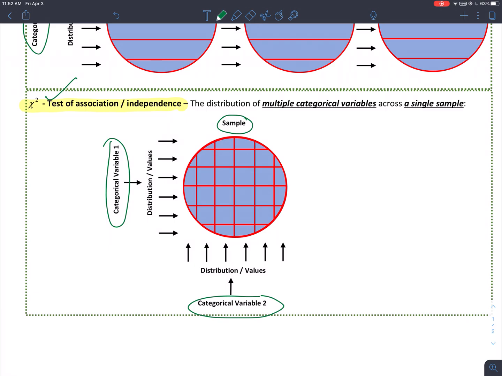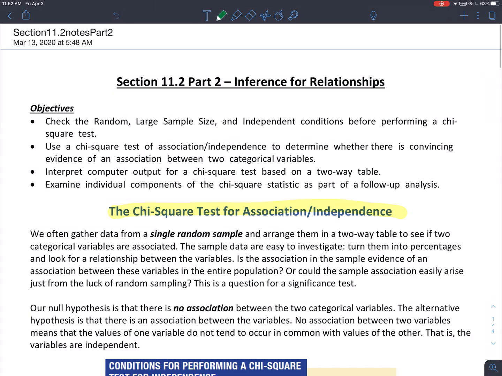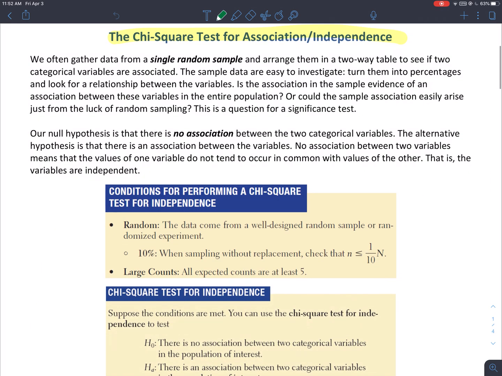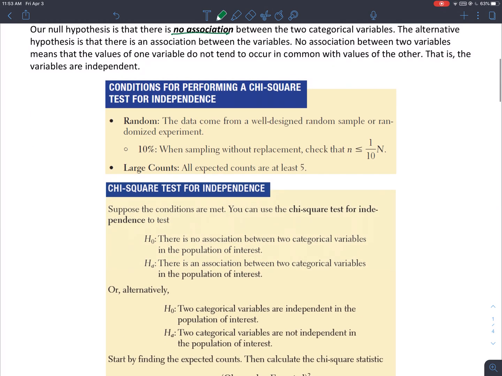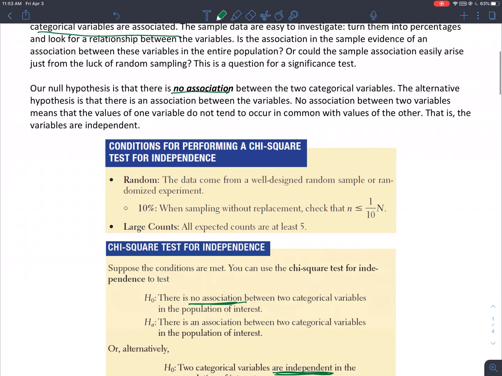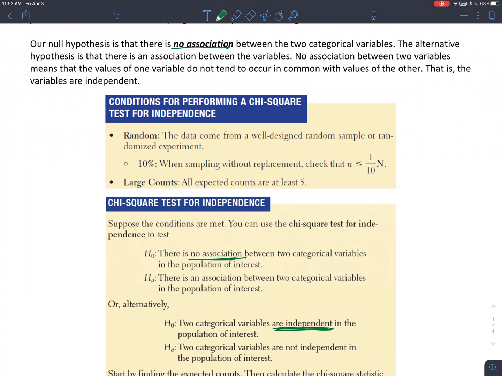So let's go back to the note sheet then. And we look at this, and it says chi-square test for association or independence. It says we often gather data from a single random sample, important, and arrange them in a two-way table to see if two categorical variables are associated. Our null hypothesis is that there's no association. Or if there's no association, we're also saying the variables are independent of each other. That's how you state your null hypothesis. And then the alternative hypothesis is that there is an association or they're not independent. Then we can draw conclusions and do our test.